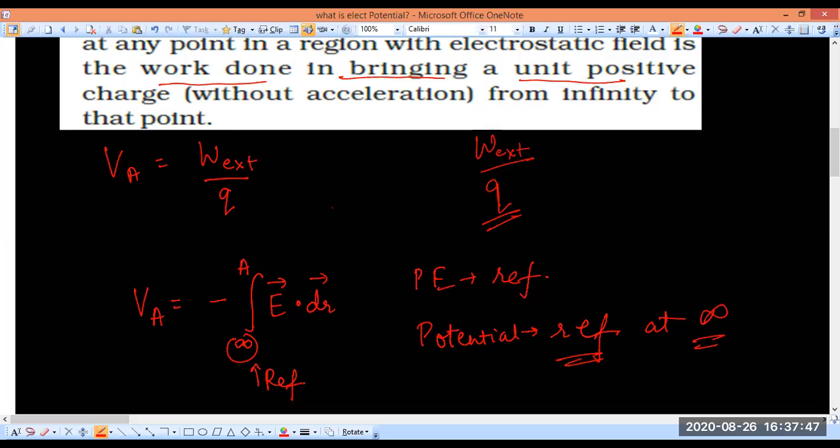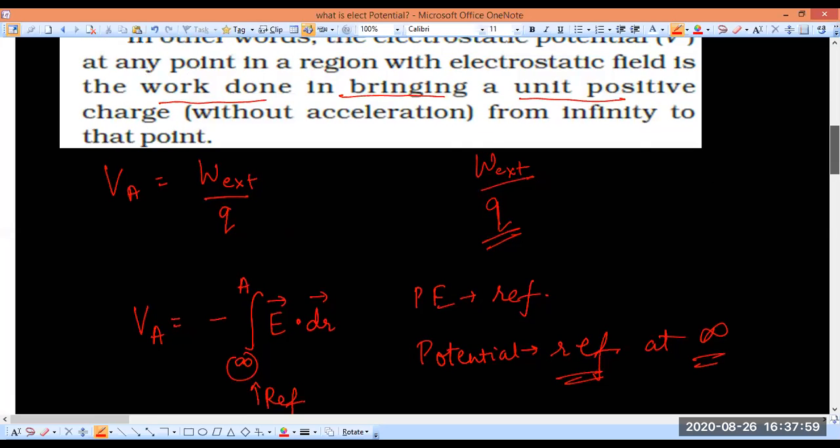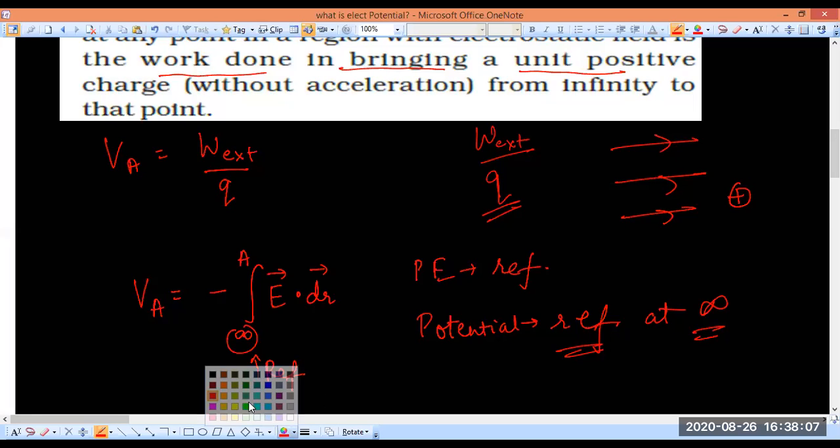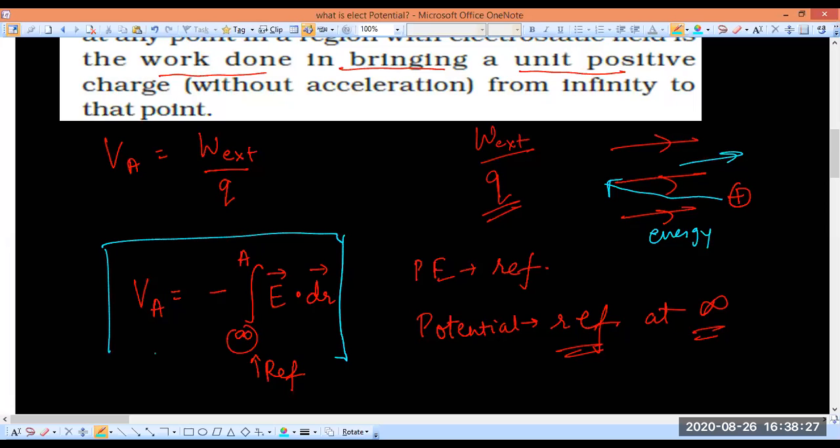Shouldn't W external be negative? No, it will not be negative. W external will be positive. It depends on the situation, but the way I had drawn that picture, it would be positive. If you are trying to move a positive charge opposite to a field, suppose you want to move this positive charge towards the left in this field, it will not happen on its own. You have to apply force, do work, and spend your own energy, because the electric field will try to push it towards the right side. So this is a very important formula.